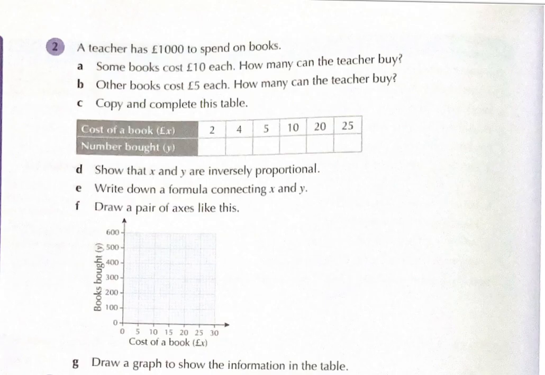For number 2, a teacher has $1,000 to spend on books. Some books cost 10 pounds each. How many can the teacher buy? So you need to divide. 1,000 divided by 10 equals 100 books. Now for B. Other books cost 5 pounds each. How many can the teacher buy? So 1,000 divided by 5 is 200. Now we need to complete the table.